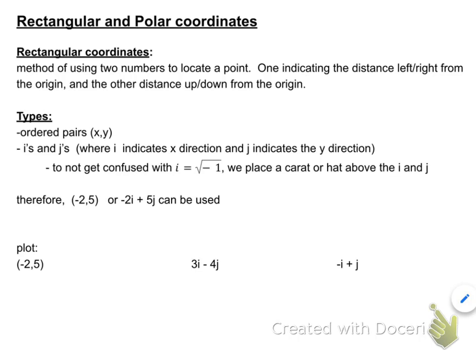We should have no problem being able to identify or graph 3i minus 4j. That is 3 to the right and 4 down. Negative i plus j is 1 to the left, 1 up. Okay? That's no different than graphing negative 2, 5. 2 to the left, 5 up.